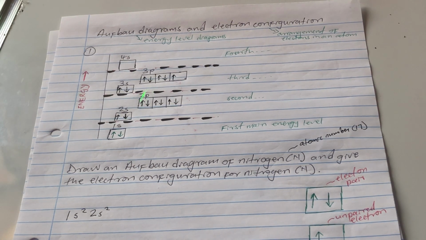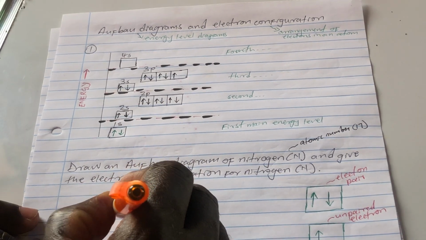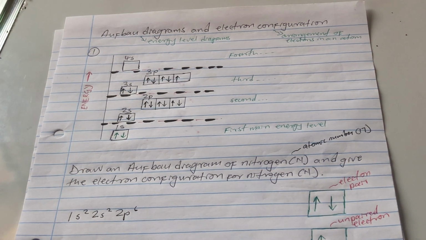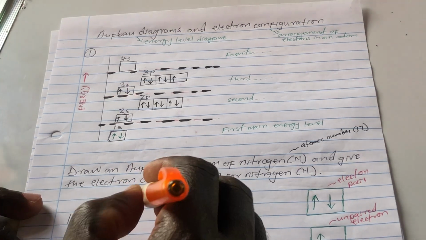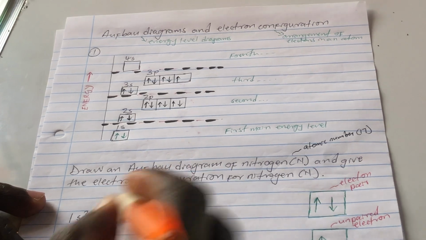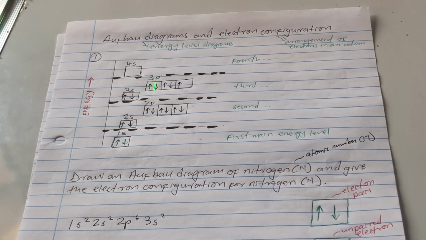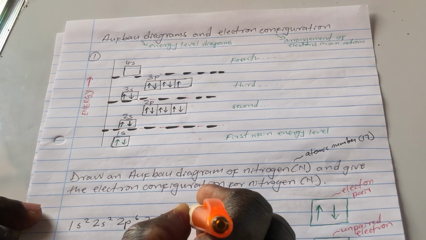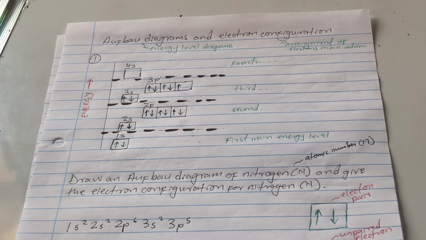Followed by 2p, containing how many electrons? 6. 2p, 6. After that is 3s, containing how many electrons? 2. 3s, 2. Followed by 3p, containing how many electrons? 5. 3p, 5. This is an electron configuration for nitrogen.